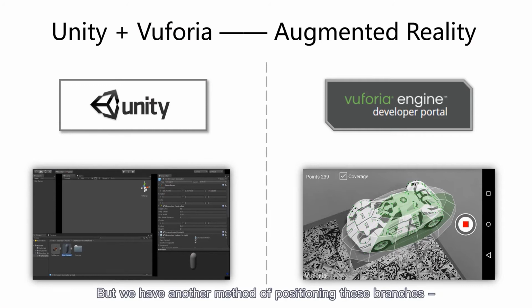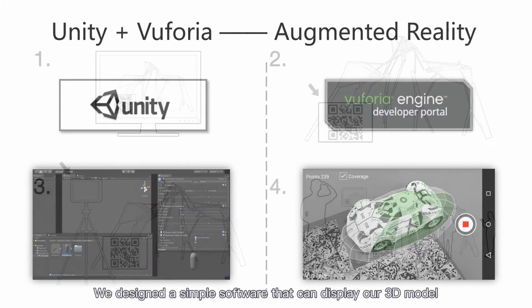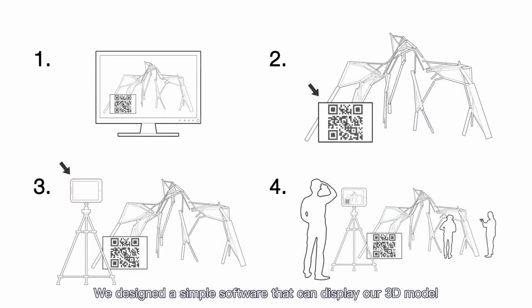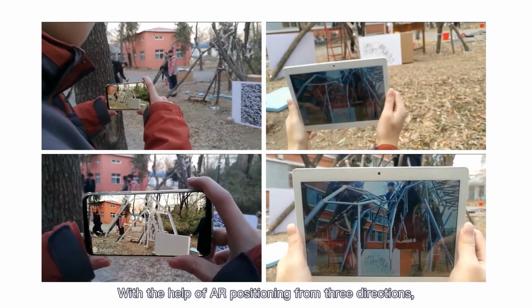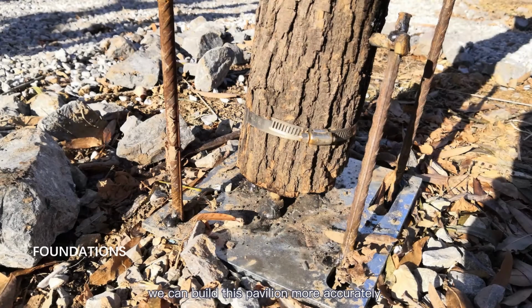But we had another method of positioning these branches, that is, augmented reality. We designed a simple software that can display our 3D model in the right place to the real site, using cell phones or tablets. With the help of AR positioning from 3 directions, we can build this pavilion more accurately.